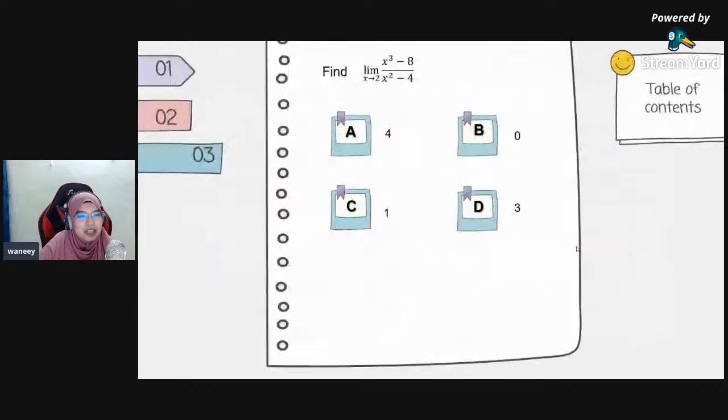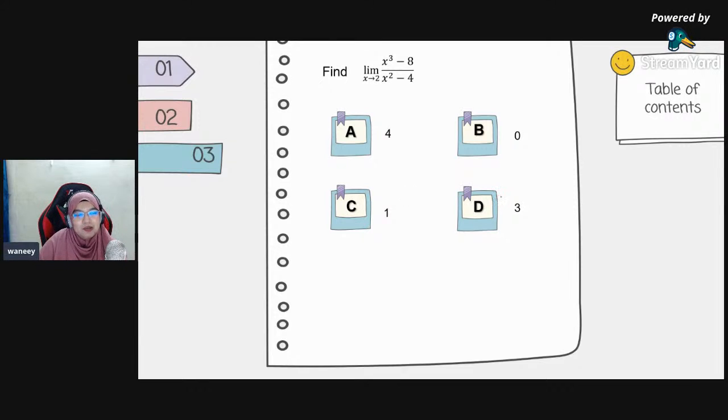So kalau ikutkan yang ini sebenarnya saya dah bagi dekat Telegram kan. Dia punya bancian yang orang panggil bahasa Melayu. Okay, so kita dah buat bancian. So ada yang jawab A, ada yang jawab B, ada yang jawab C, ada yang jawab D. Okay, so macam mana kita nak jawab?